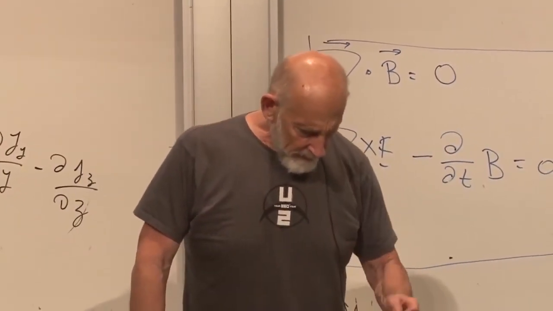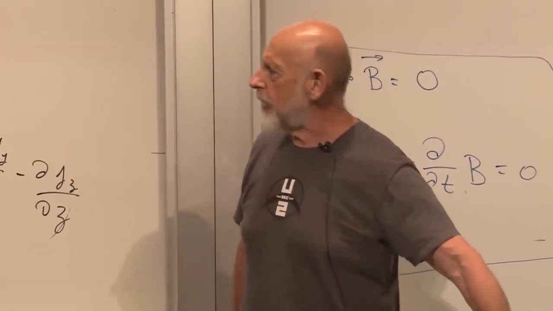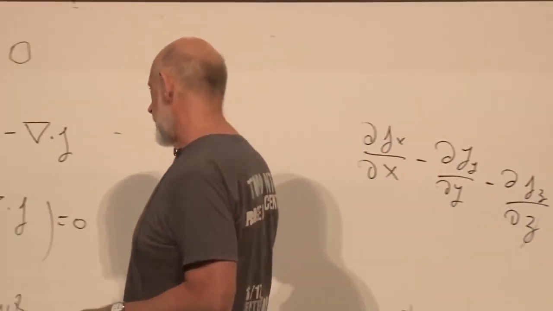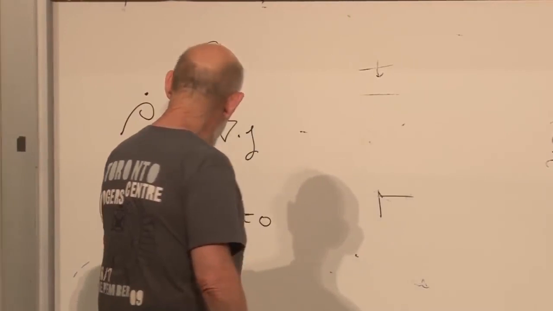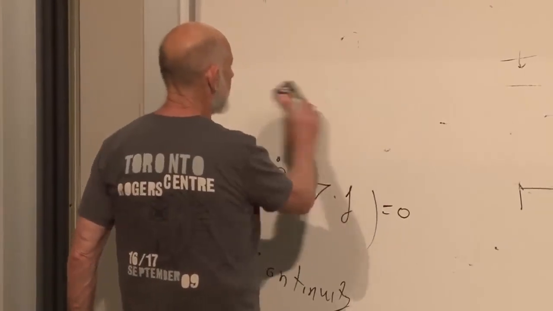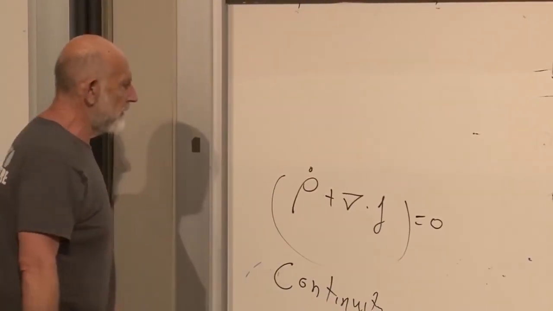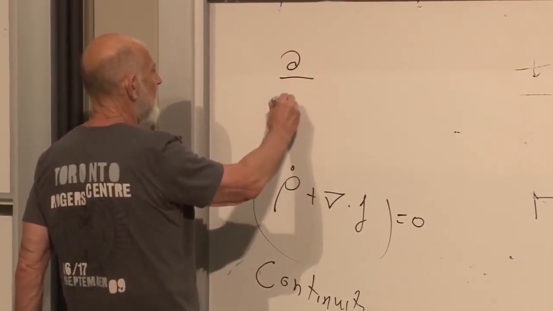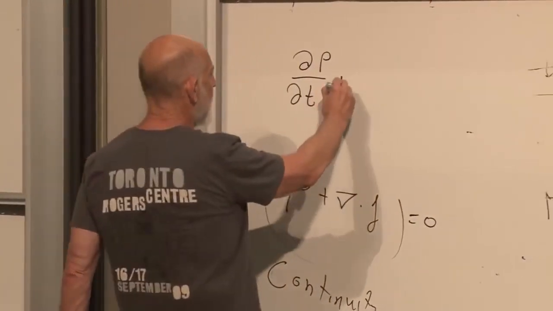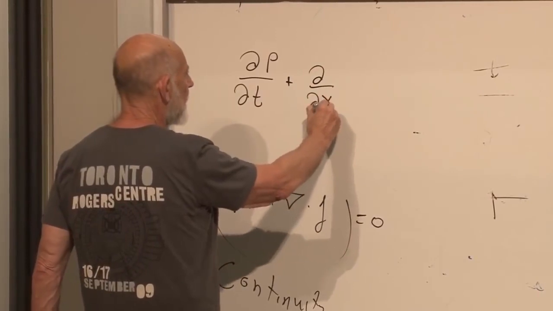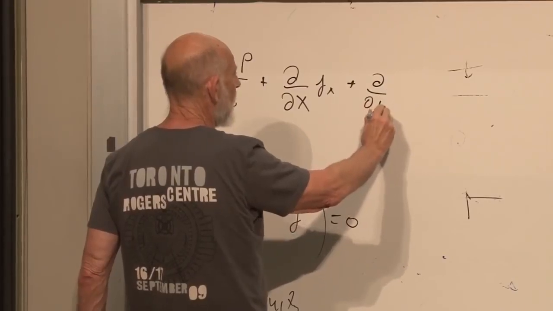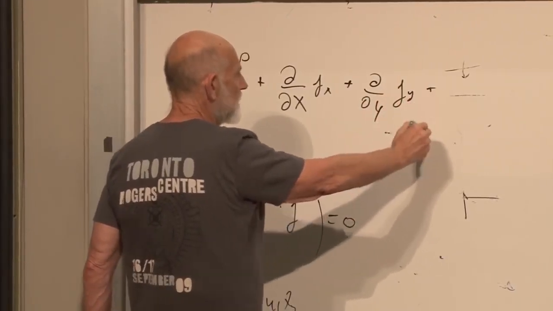Okay, let's see what we can do about making these equations relativistically invariant. In other words, some relativistic notation. Well, this one over here is pretty clear. It's pretty obvious. Let's rewrite it in a form that is easy to see. Rho dot is d by dt of rho. What about this? This one is plus d by dx of jx plus d by dy of jy plus d by dz of jz.